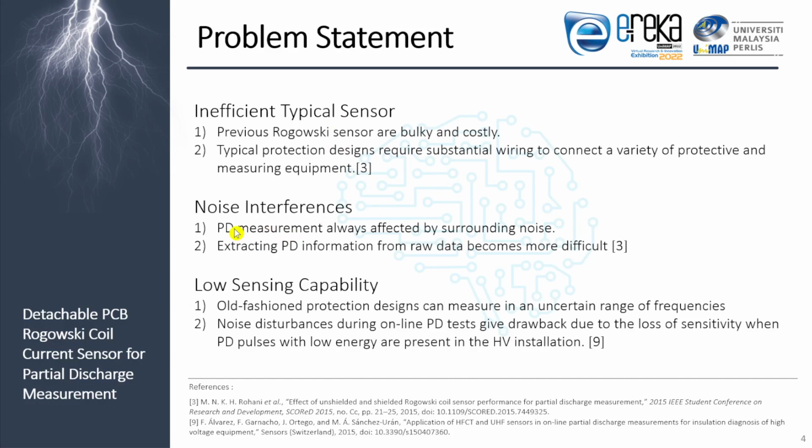And the second one is because of noise interference. As we all know, wide bandgap semiconductor technologies can overcome these problems, so we have to design using the PCB to cancel out the noise interference. Maybe it can reduce the noise if we are not using substantial wiring. And the third one is low sensing capability. The previous typical sensors have a low sensing capability, and with our sensor, we can overcome the low sensing capability.